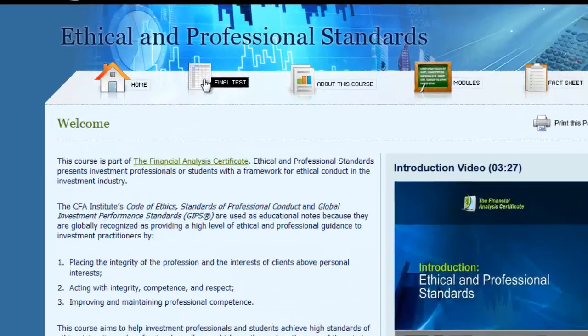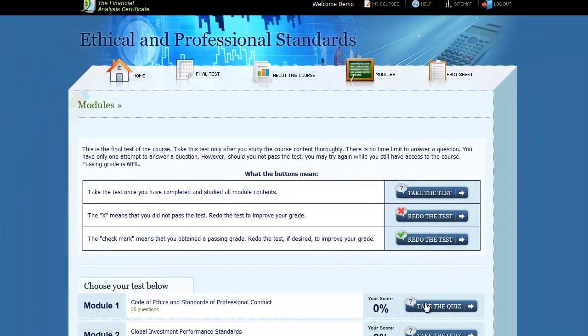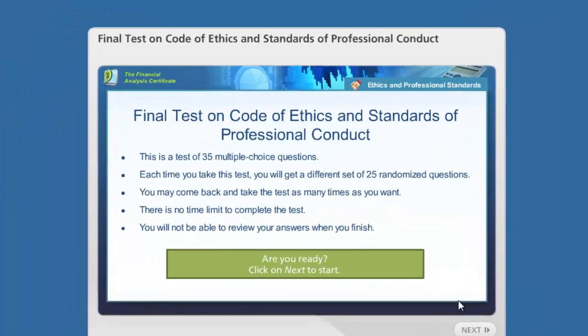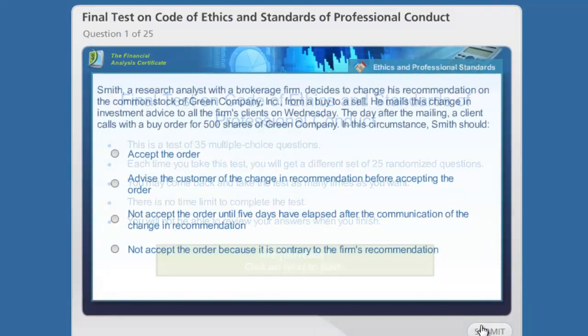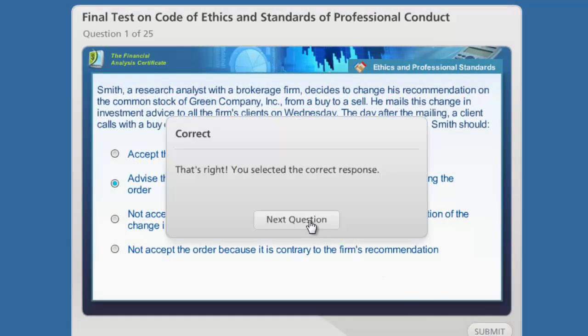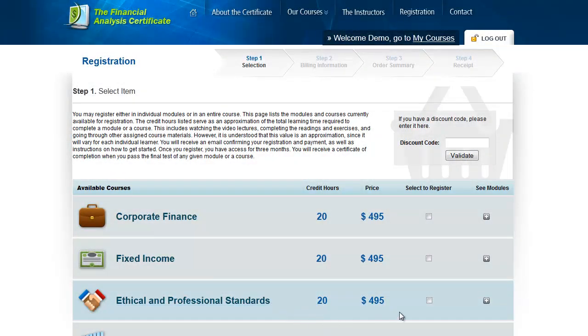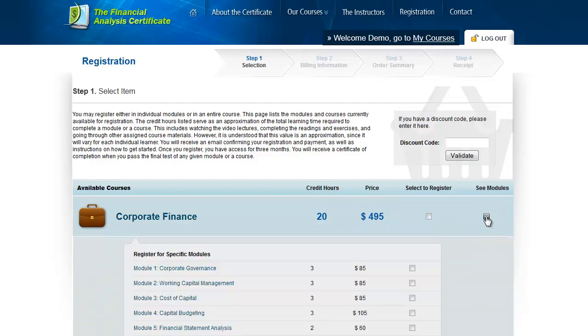Once you master the course content, you can complete the final test to pass the course. You also have unlimited attempts to do the final test while you have access to the course. This increases your chances to successfully complete the course. The courses that comprise a financial analysis certificate provide you with a flexible and convenient opportunity to fulfill your financial training.